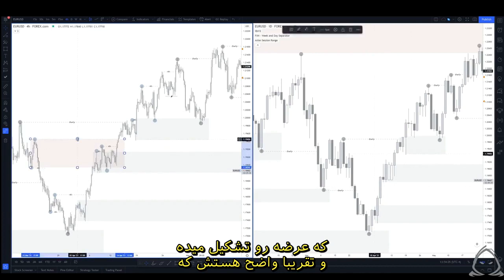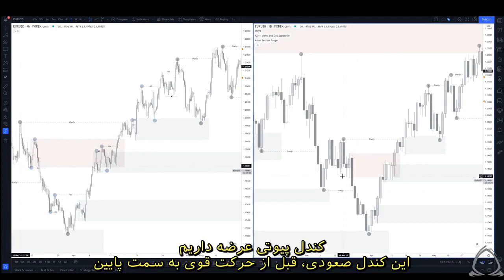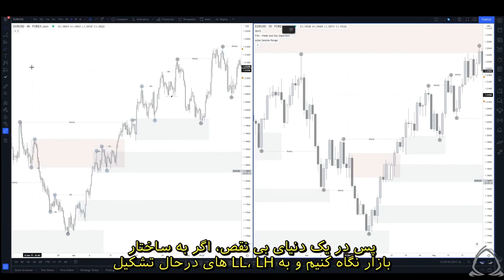And what we can see pretty clearly as well, if we just pop that back on the daily, we have a singular pivot supply candle, this bullish candle before this rapid expansion to the downside. And what we can see is price does react off of this supply zone.